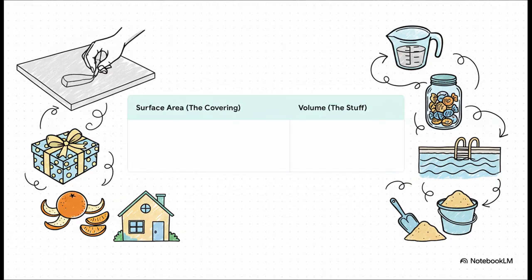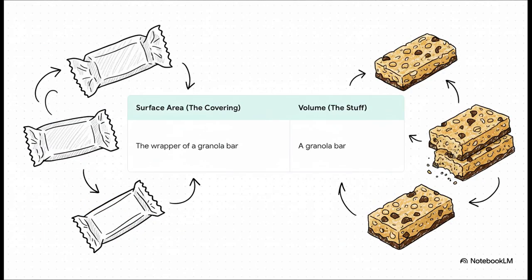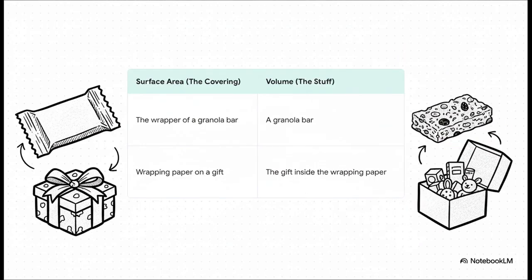Ready to go? First up, a granola bar and its wrapper. Which one is which? Well, the granola bar itself is the stuff you eat, right? So that's volume, which means the shiny wrapper that covers it, that's the surface area. See? Simple. Okay, how about this one? Wrapping paper on a gift. This is a classic. The paper is pretty obviously the covering, that's our surface area, and the gift inside, taking up all that space, yep, that's the volume.